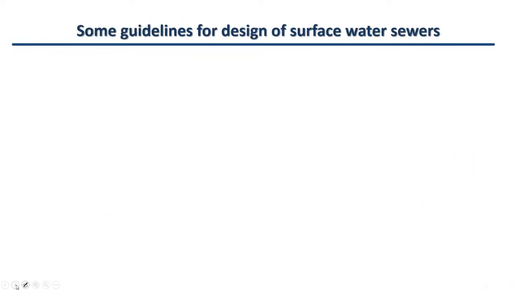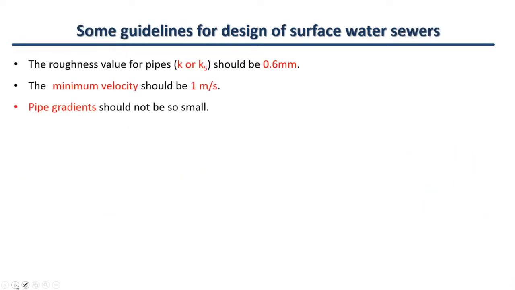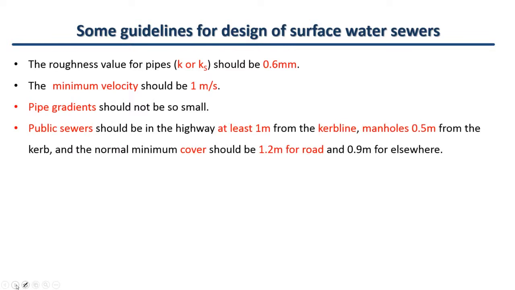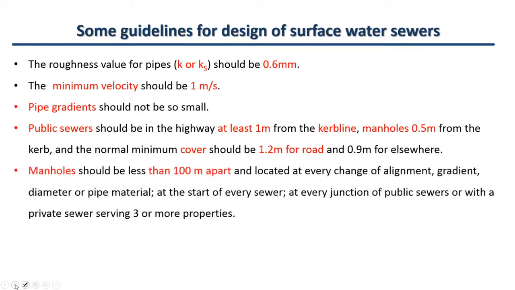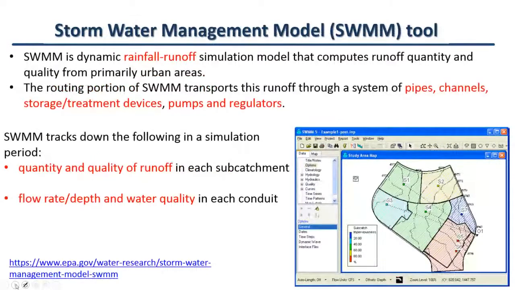Okay, so there are some guidelines here that you are sometimes given once you are going to design everything. Please have a look at all of these points here. The minimum velocity is 1, and the roughness, the k value, is 0.6 millimeters. If you design a manhole, we have some recommendations, and we need to pay attention to all of them as well. So please look at all of these points.